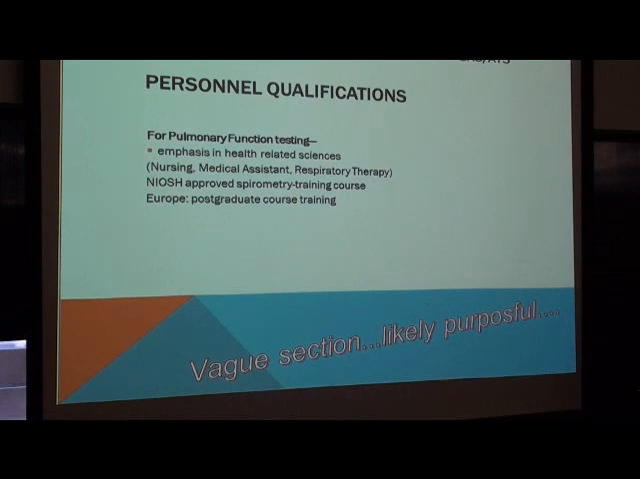So ATS-ERS does cover personnel qualifications, but this section is vague, and I think perhaps intentionally vague. I think they didn't try to say, oh, you must be a registered respiratory therapist, because they acknowledge that this kind of testing is being done, and sometimes quite successfully, by people who aren't respiratory therapists. And so there was a nod to that. They did recommend that people go through a NIOSH-approved spirometry training course. I think that's a good course. It's a 2.5-day intensive training course in spirometry. I think that it's based on some antiquated standards.